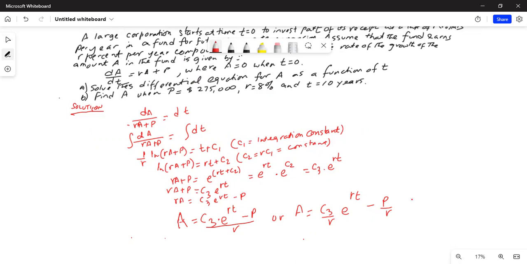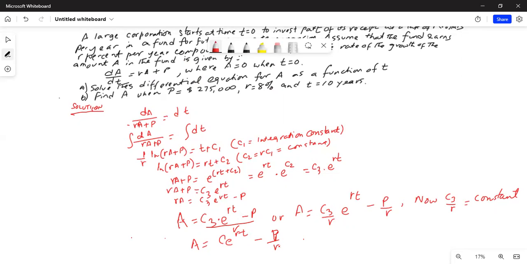Now C3 by R is a constant because C3 itself is a constant and the rate R is a constant. So we can write A is equal to C e to the power of Rt minus P over R.